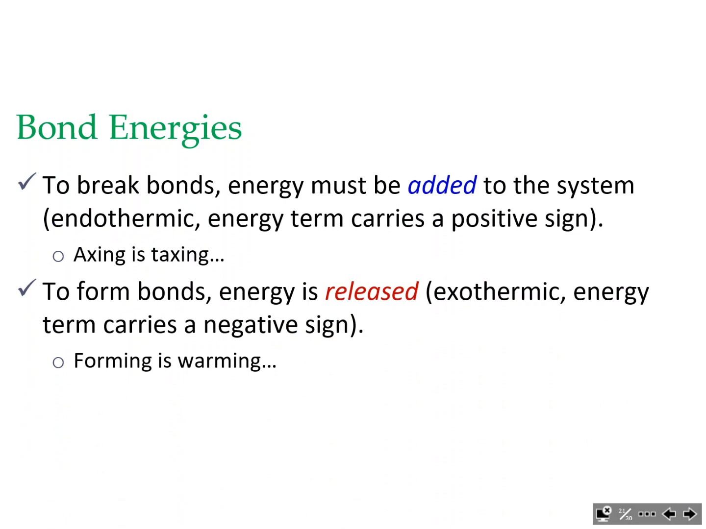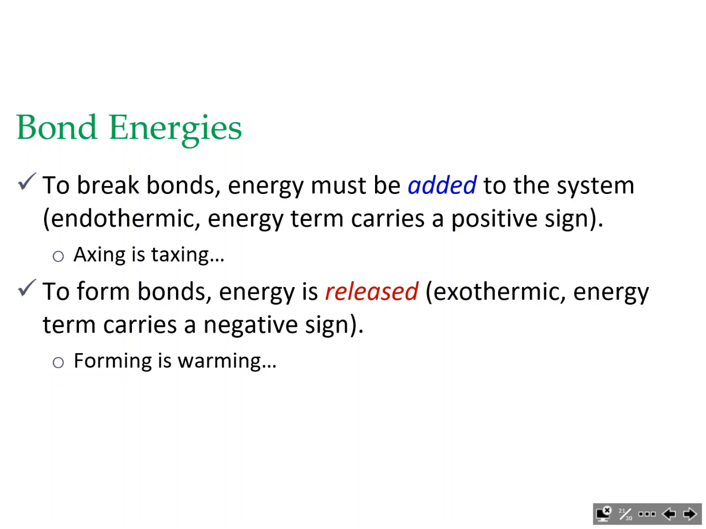To form bonds, energy is released, exothermic, and the energy term carries a negative sign. We say forming is warming. So if you form bonds or forces of any kind, it could be intermolecular forces, it could be ionic bonds, it could be covalent bonds. Forming is always warming, axing is always taxing.